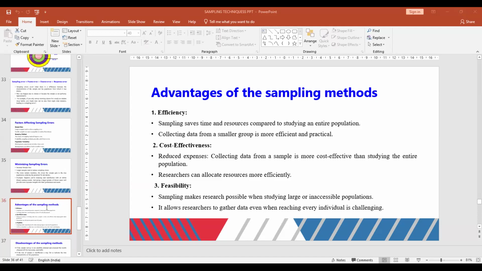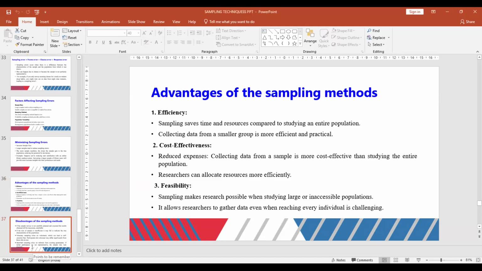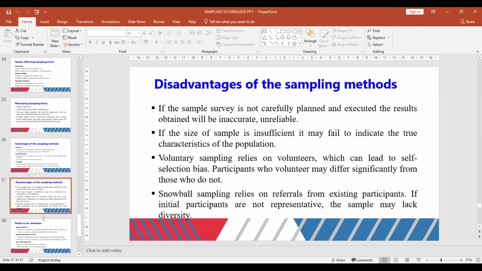So these are the benefits of the sampling methods. In every approach there may be merits and demerits. If we talk about the disadvantages, if the sample survey is not carefully planned and executed, the results obtained will be inaccurate and unreliable. This is the demerit, the disadvantage of the sampling method. So you should try to understand this and be very careful when you plan.